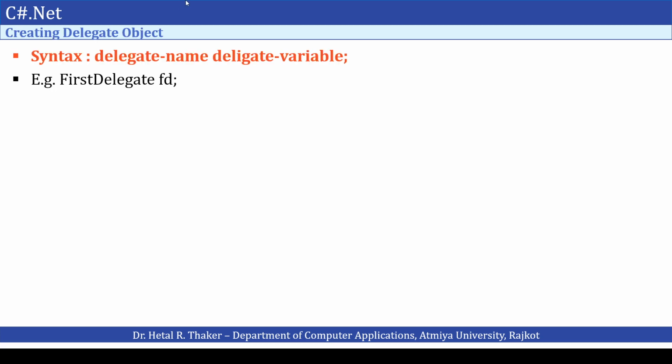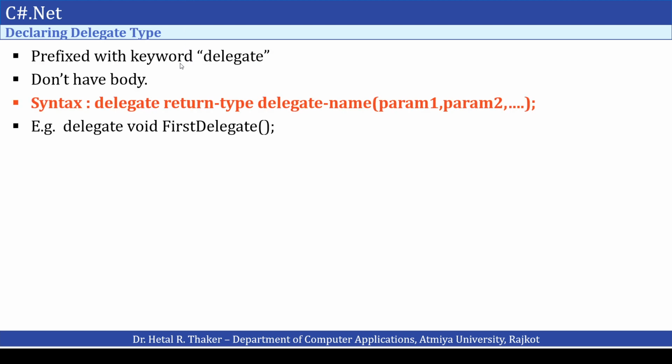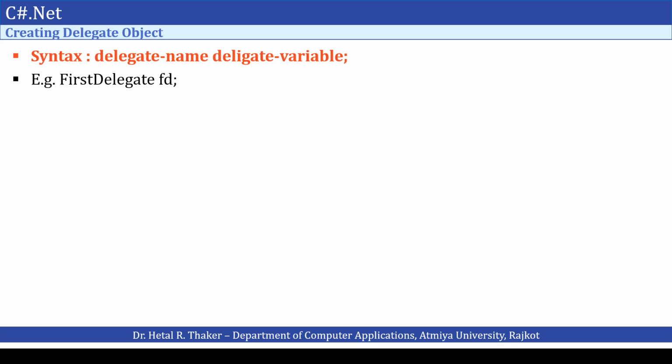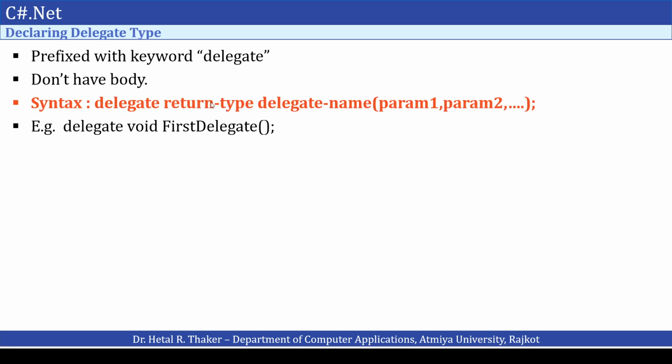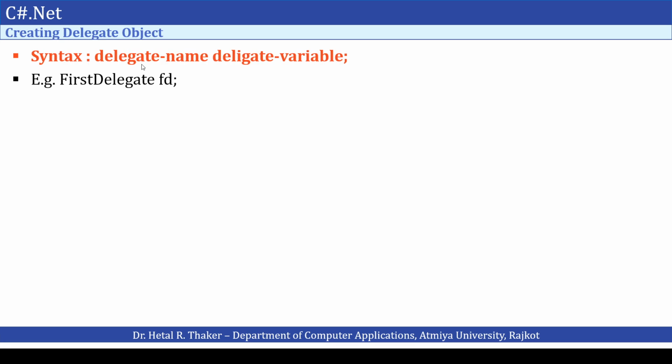How to create delegate object? Once a delegate is declared, you can create an object of delegate. Like in the previous slide, we have declared delegate, namely first delegate. Now we can create an object of delegate. First delegate FD. Whatever identifier name you would like to give, you can choose.